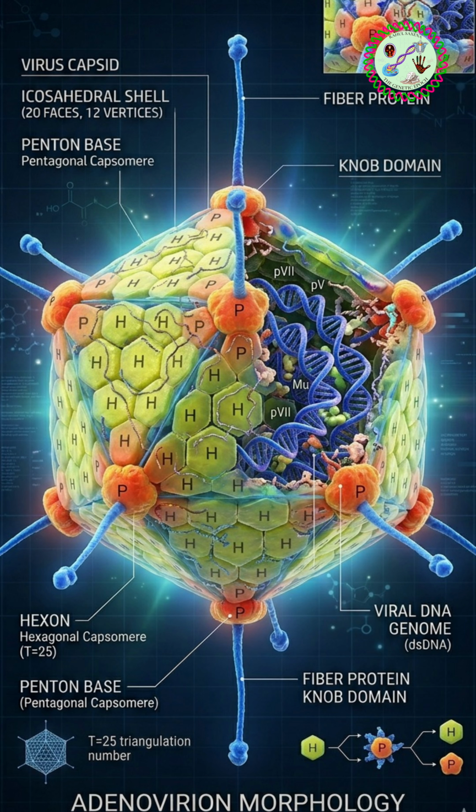Now, let's understand their structure. A virus mainly has two parts. First, genetic material. This can be either DNA or RNA, not both together, right? Second, a protective protein coat called the capsid. Some viruses also possess an outer envelope made from lipids.